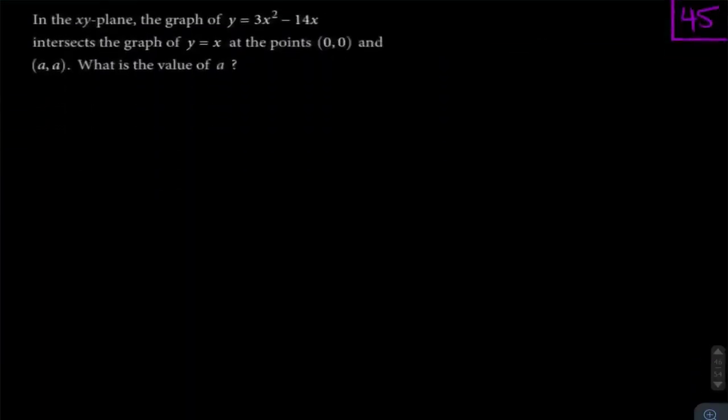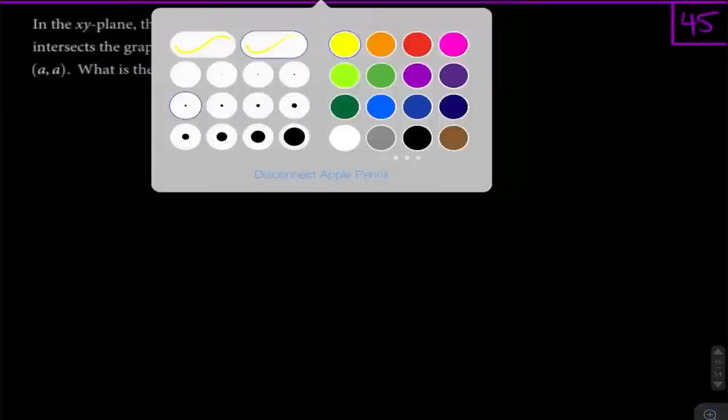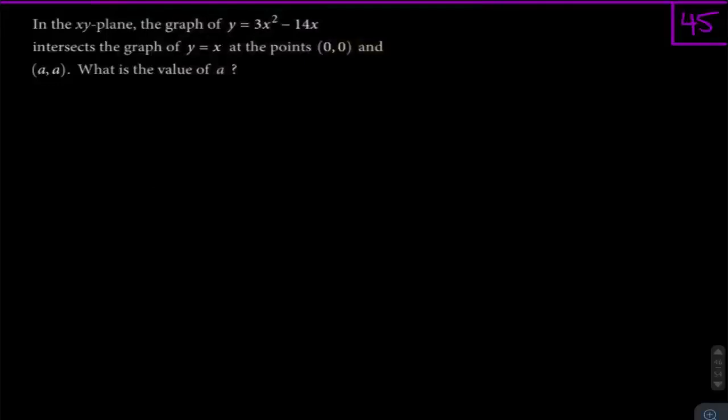Now let's move on to the last problem of these 5, which is problem 45. And that problem says, in the xy plane, the graph of y equals 3x squared minus 14x intersects the graph of y equals x at the points (0, 0) and (a, a). What is the value of a?